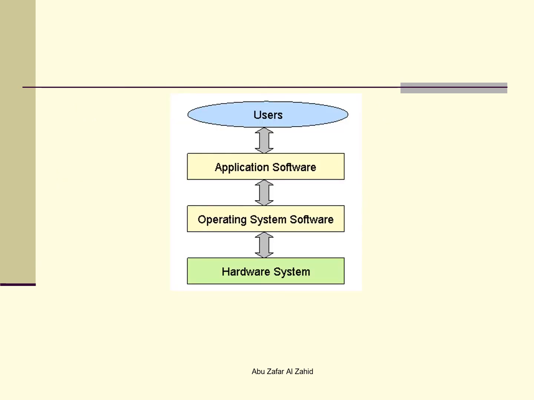Users like you and me use various application software like Microsoft Word, Microsoft Paint. These applications need support. The operating system provides this support, using operating system software like the Windows operating system, Windows 10. Application software interacts with the hardware system of our computer.